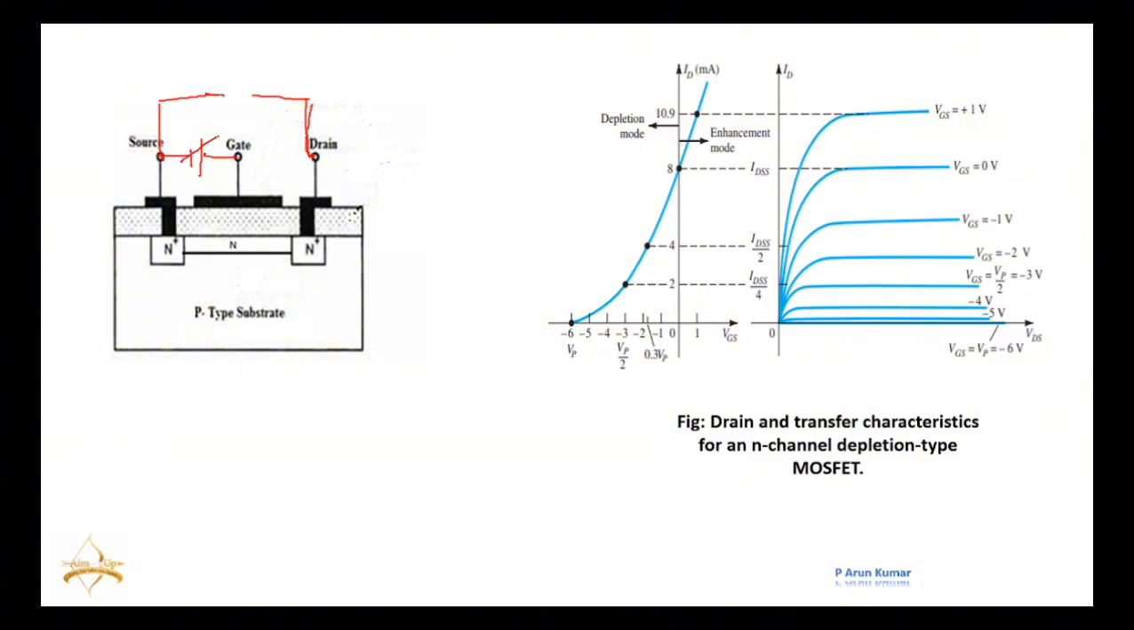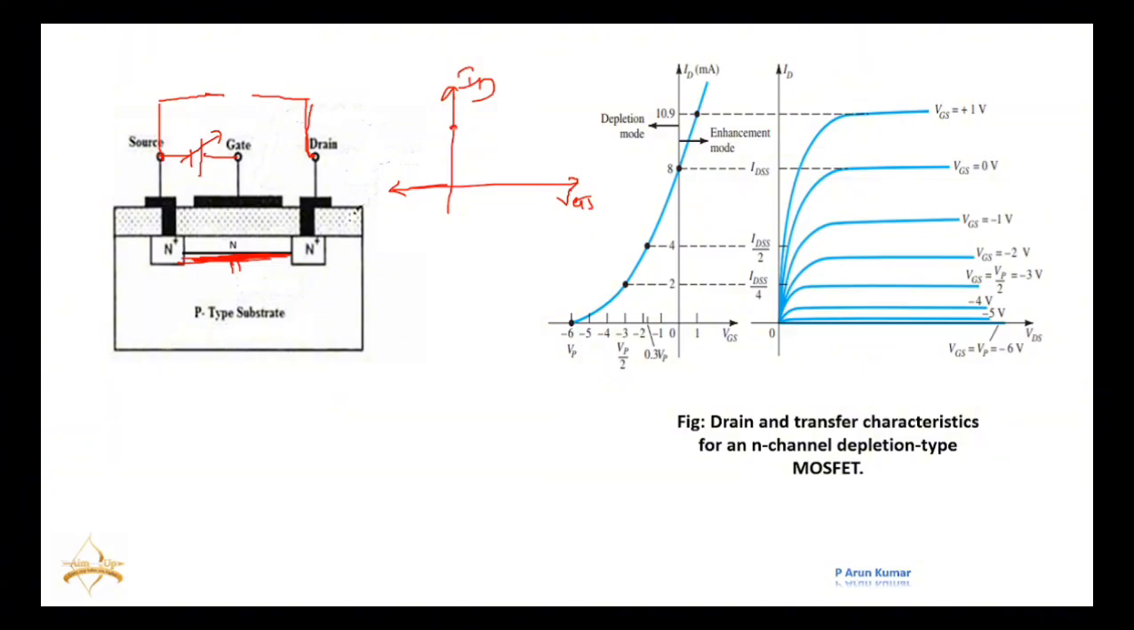What happens if I slowly increase this VGS? It will try to attract more electrons on this substrate. In that case, the channel also goes on increasing. If you see the graph of VGS versus ID, as this VGS goes on increasing in the positive direction, it will attract more and more electrons. The channel width goes on increasing. If channel width increases, the current also increases.